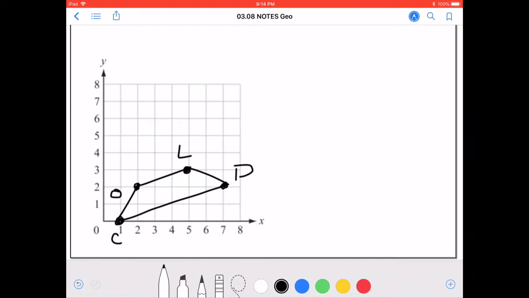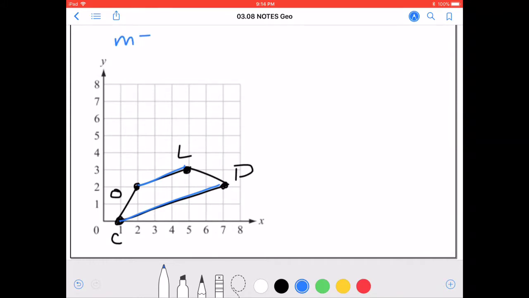If we remember from yesterday, we did this. To be a trapezoid, we need to prove that this line is parallel to that line. Alright, to prove that, we need to show that our slopes are the same. So let's do that real quick.